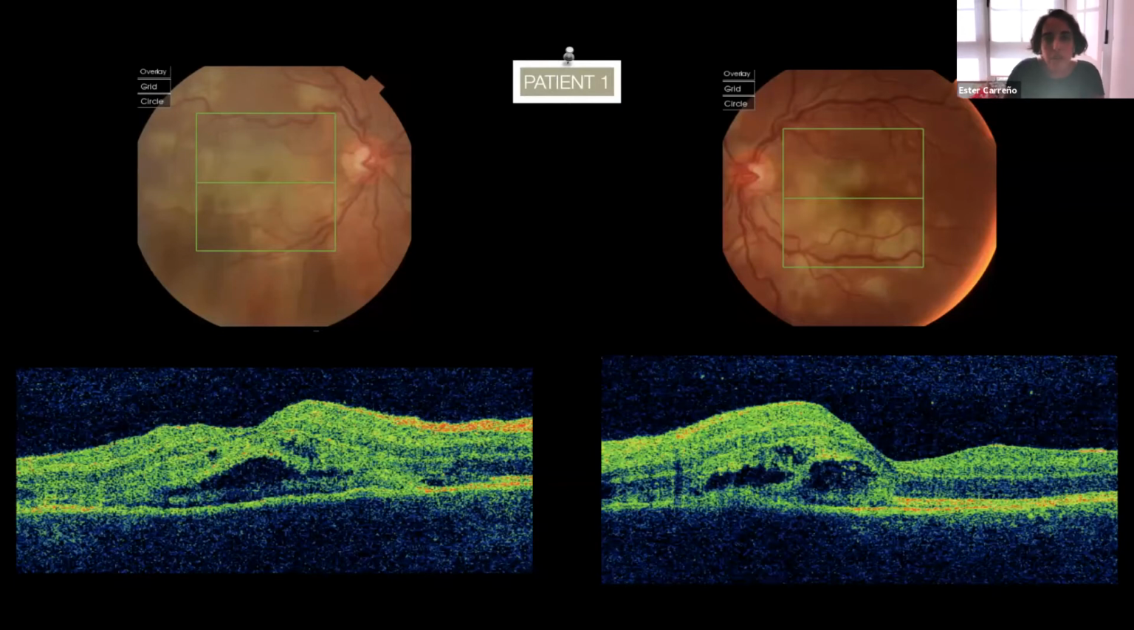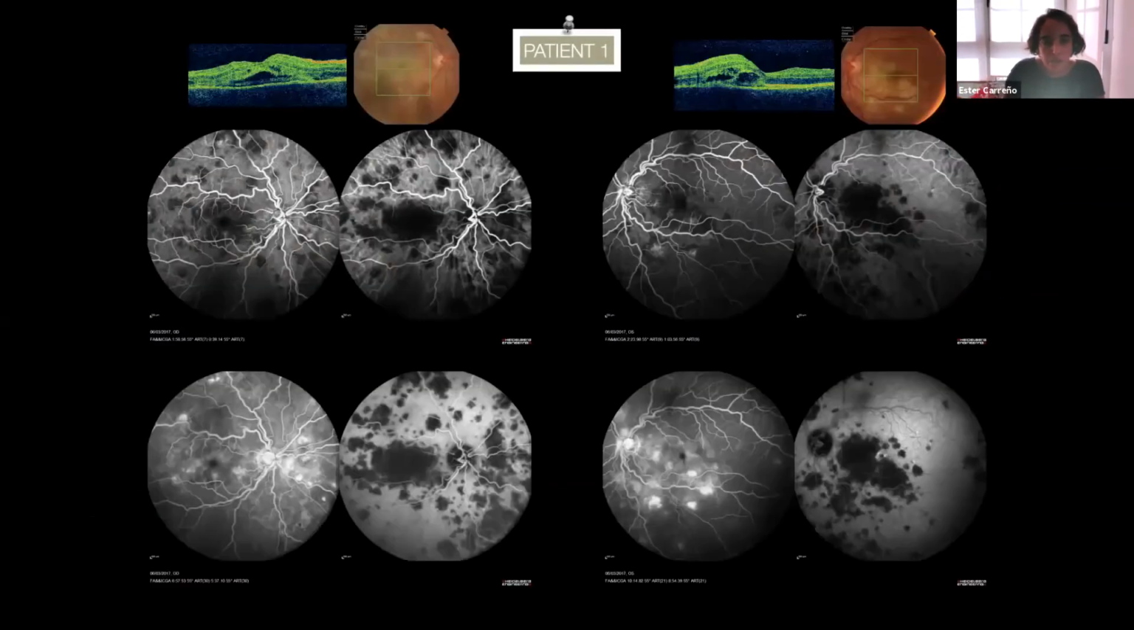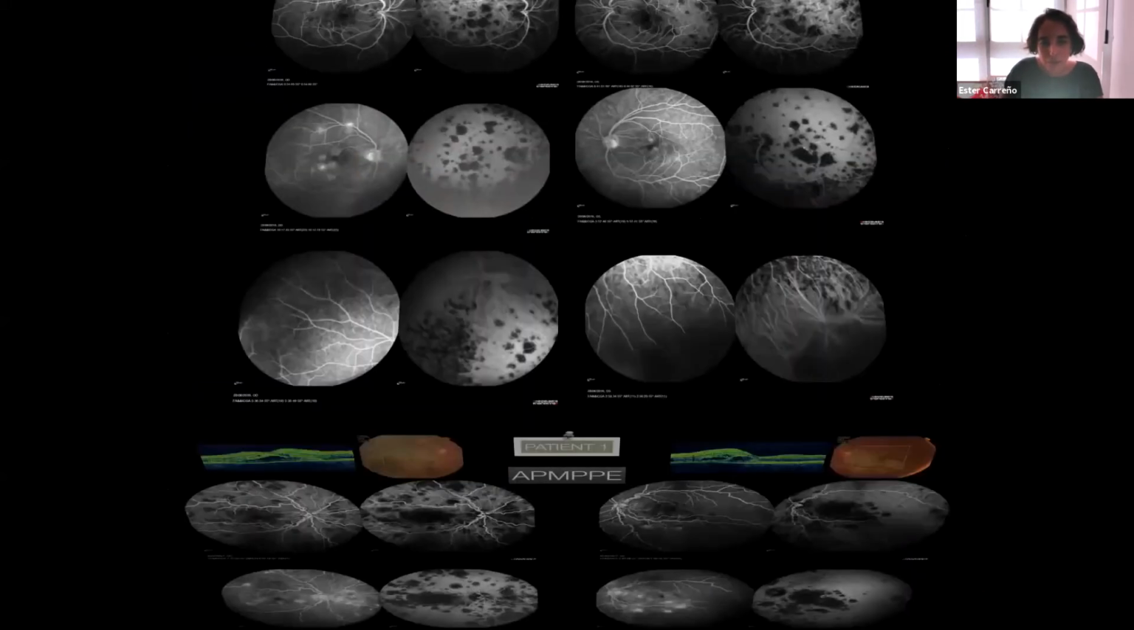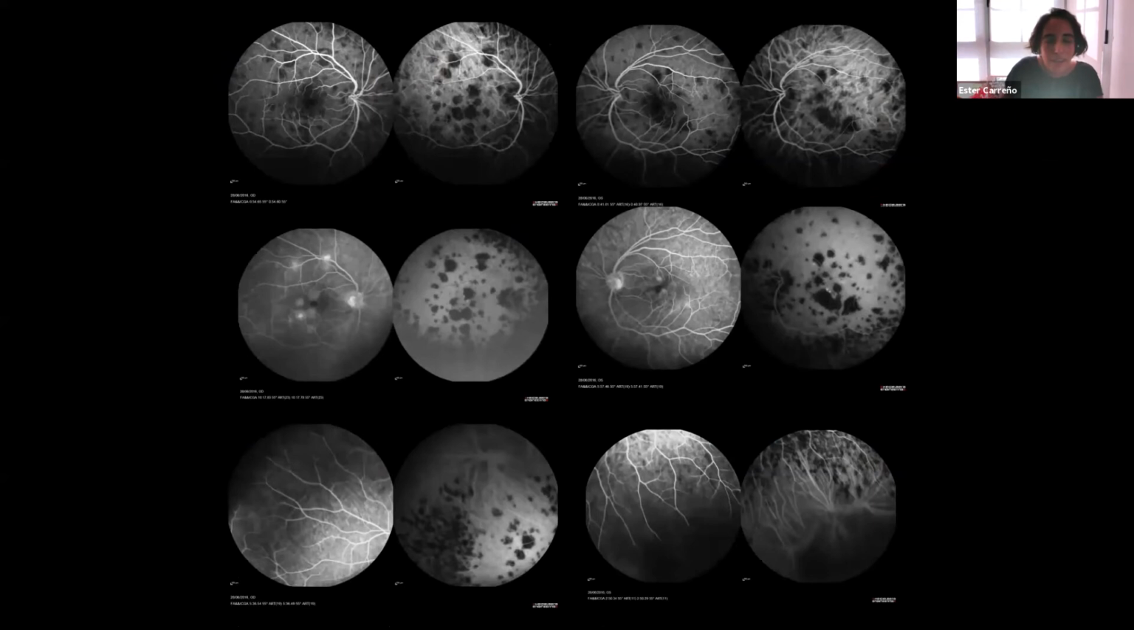But then when you do the fluorescein angiography, that gives you a completely different diagnosis, because you can see in the early frames of the fluorescein angiography these hypofluorescent lesions that later on became hyperfluorescent, and in the ICG these hypofluorescent lesions that remain hypofluorescent. So this is a completely classical AMPPE fluorescein angiography and ICG. So this was a patient with AMPPE, which stands for acute posterior multifocal placoid pigment epitheliopathy.